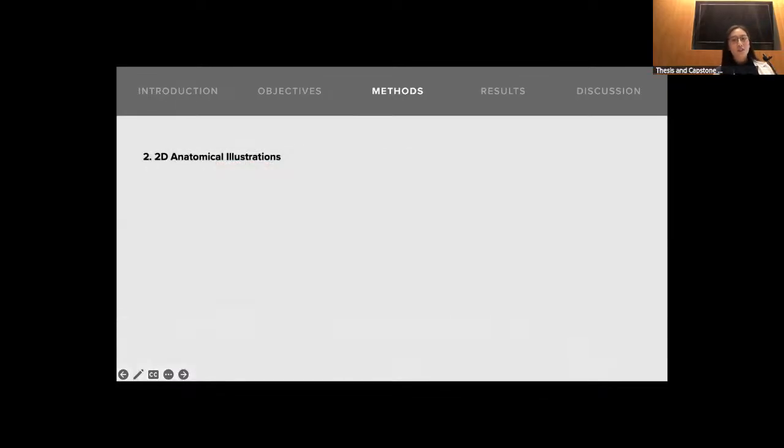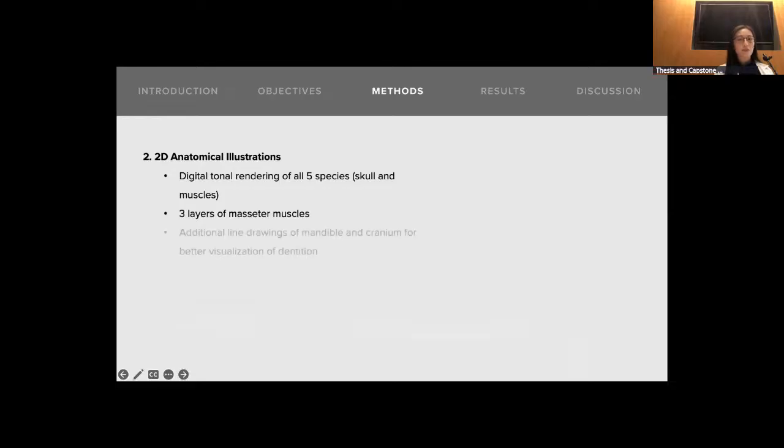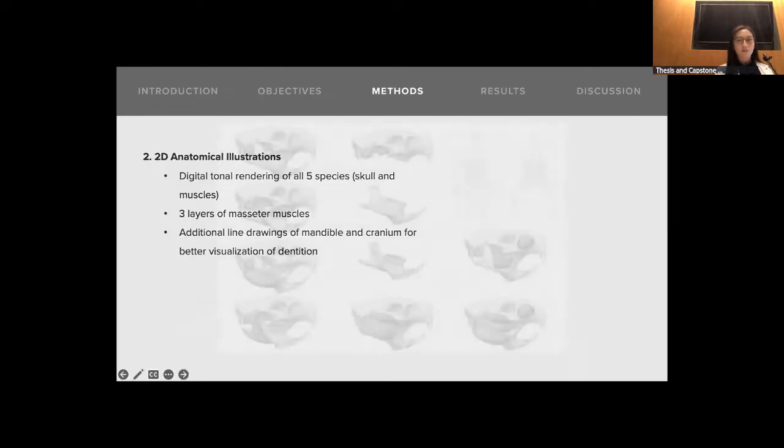Derived from the 3D reconstructions are the anatomical illustrations. These were all tonal and completed in Photoshop. There are 3 layers of masseter muscles, including the superficial, intermediate, and deep layers. I also included line drawings of the mandible and cranium for better visualization of the dentition.